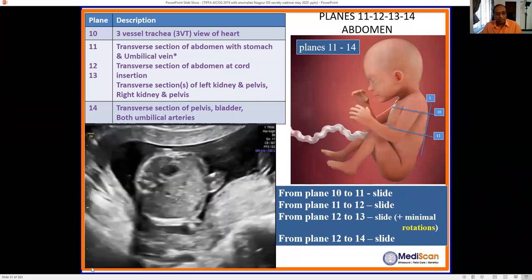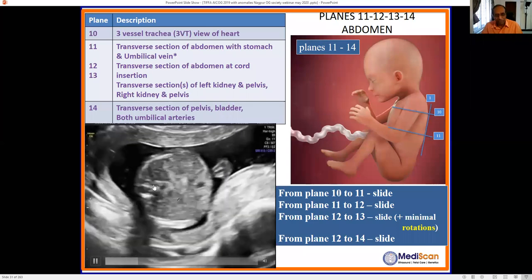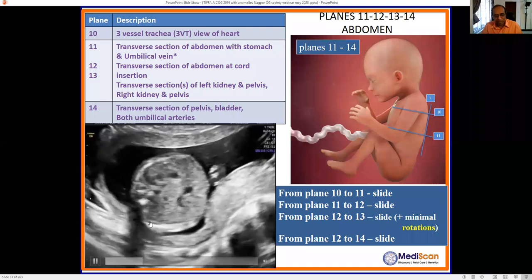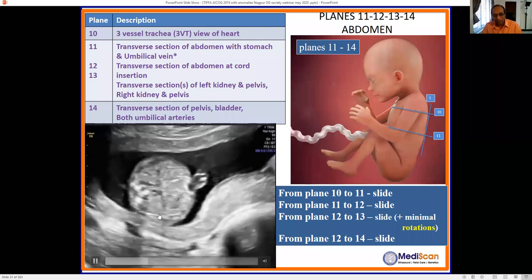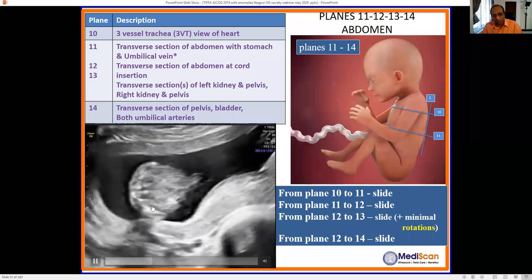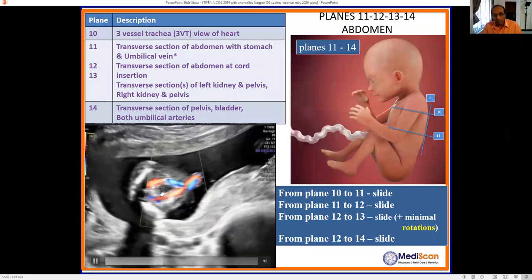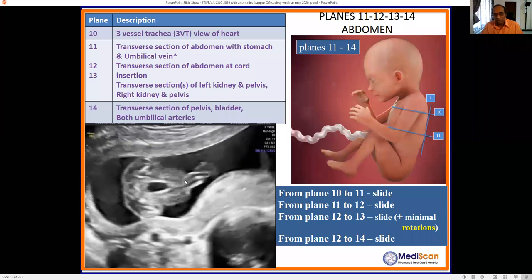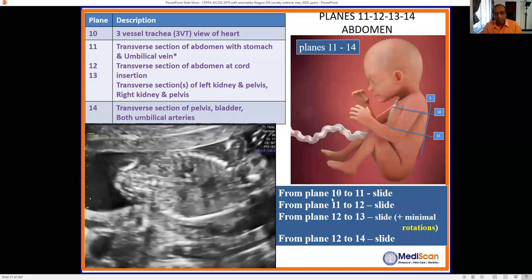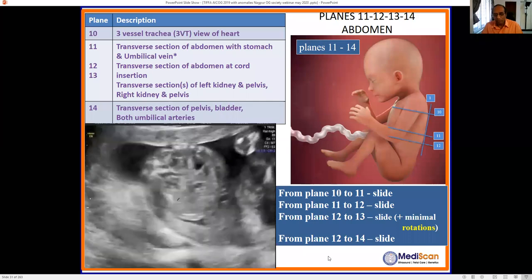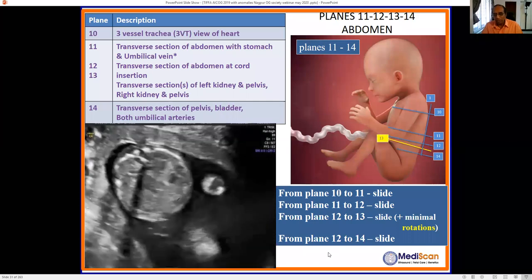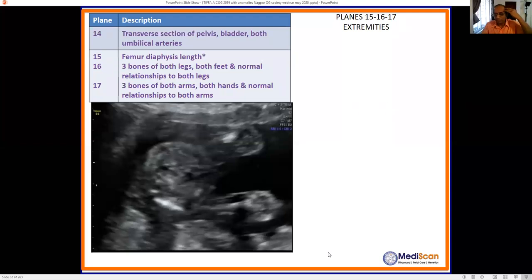And then we go to the transverse section of the kidney. It's easier done if the spine is anterior, but you can always wait for the spine to come anterior and do that. And as you go down, the transverse section of the bladder and the two umbilical arteries. So, planes 11, 12, 13 and 14. We have now finished the examination of the abdomen. We have finished the examination of the head, spine, thorax and abdomen. Now we come to the extremities, which is planes 15, 16 and 17.